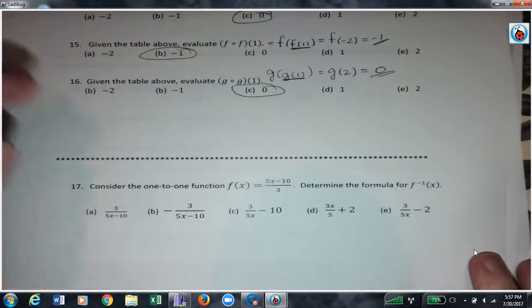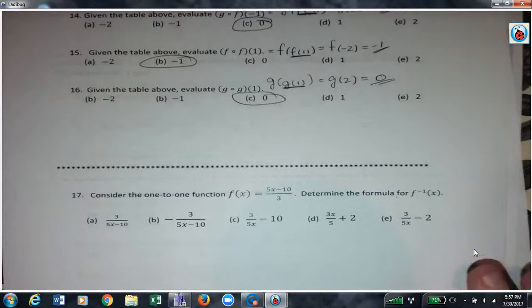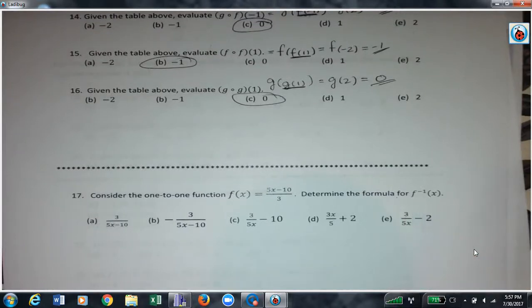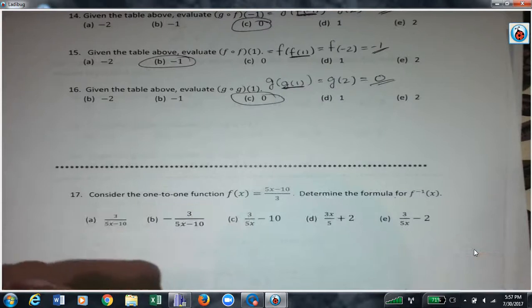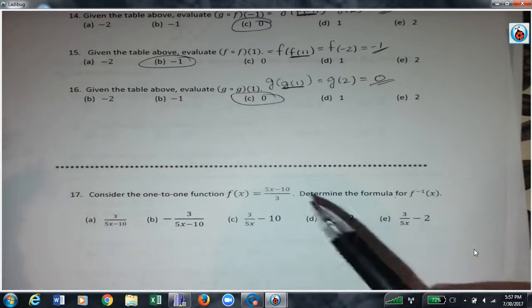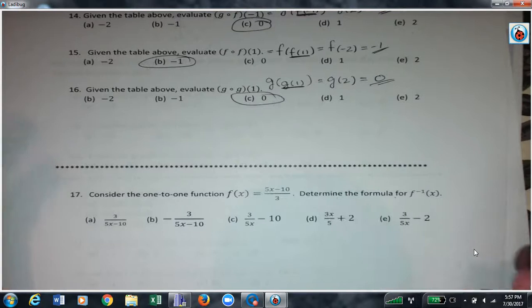Consider the one-to-one function f(x) = (5x - 10)/3. Determine the formula for f inverse. Well, what we don't do is flip that, because it was a process that had 4 steps. And if all you had to do was flip it, we wouldn't have learned a process that had 4 steps. So it's not going to be that one.